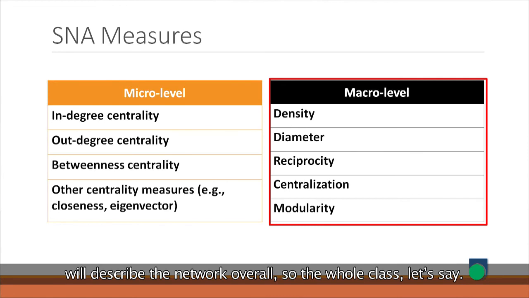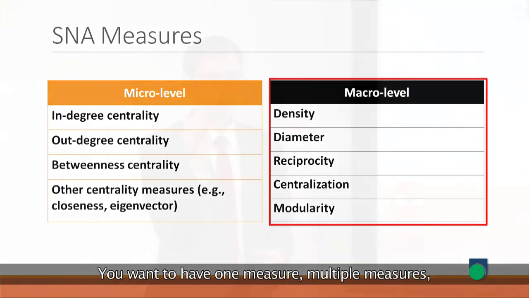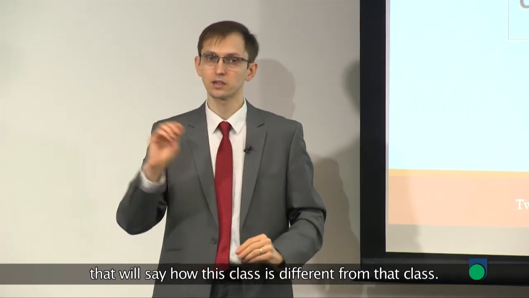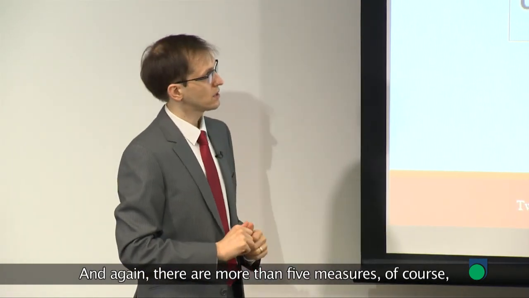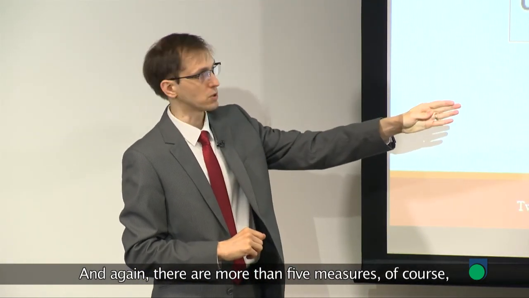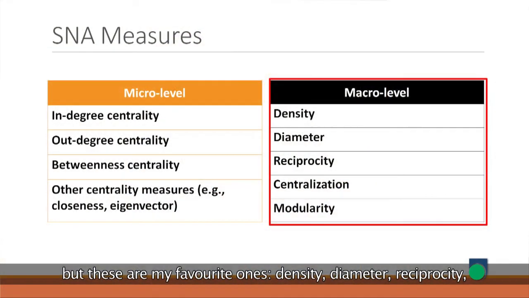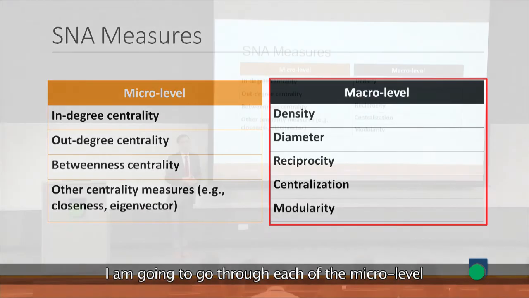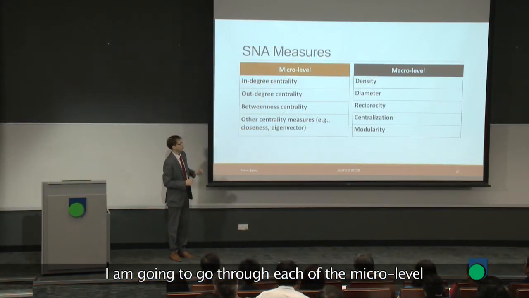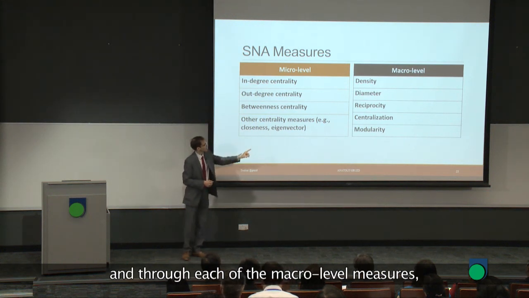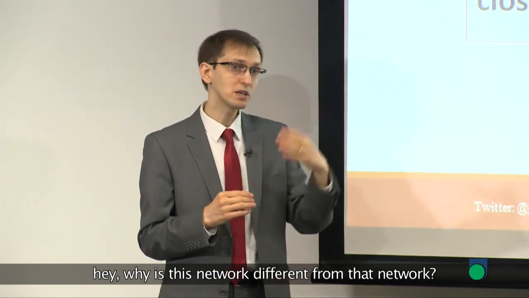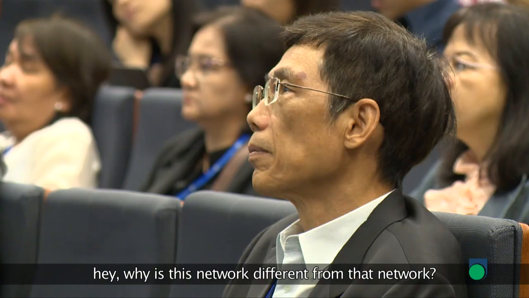So the whole class, let's say. You want to have one measure, or multiple measures, that will say how this class is different from that class. And again, there are more than 5 measures, of course, but these are my favorite ones: density, diameter, reciprocity, centralization, and modularity. We're going to go through each of these micro level and macro level measures, and we will use them to say, hey, why is this network different from that network.